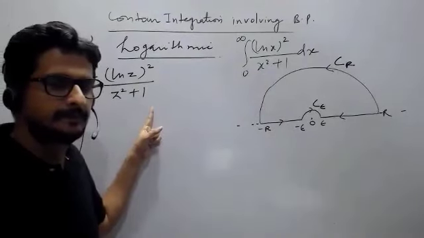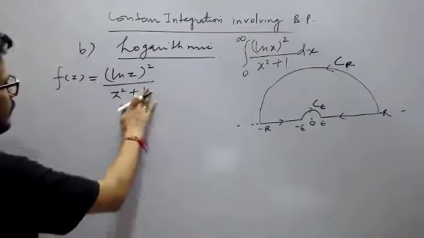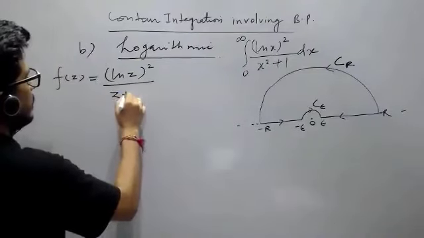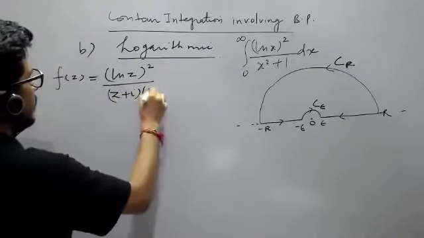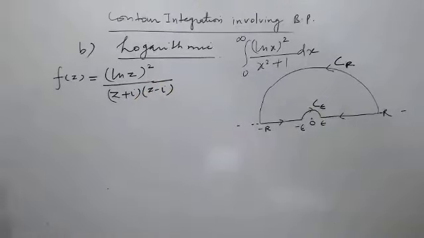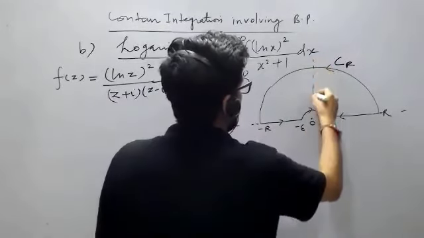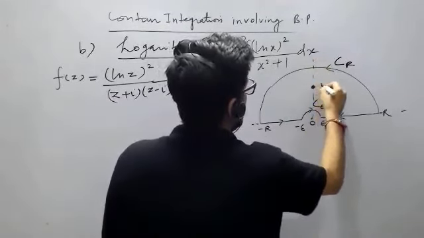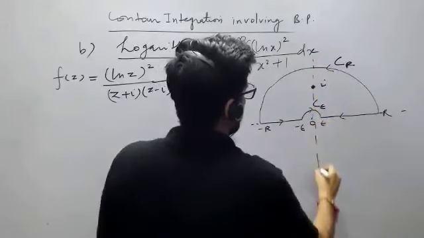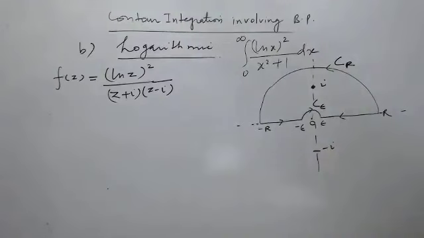Any doubt in writing the function? Now can I put that as z plus iota, z minus iota, and if this is the line, iota will be somewhere here and minus iota will be somewhere here. Can you see that?